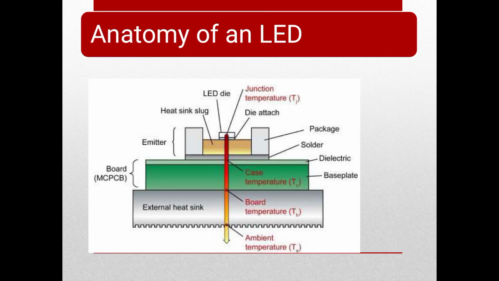This is the anatomy of an LED, its internal structure. It has a heat sink, and a board that carries the heat sink, and we have an emitter on the board, with dielectric material in between the emitter and the board. The emitter has the semiconductor part, and the semiconductor part has the metal junctions for the anode and cathode.